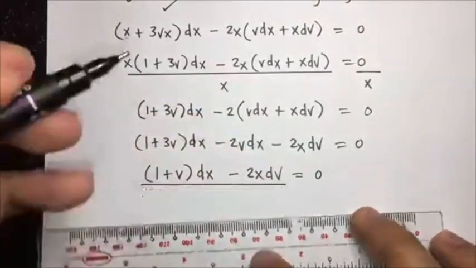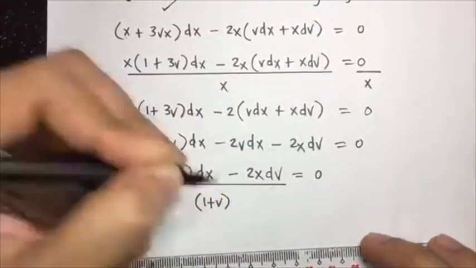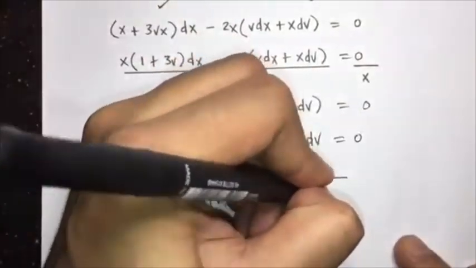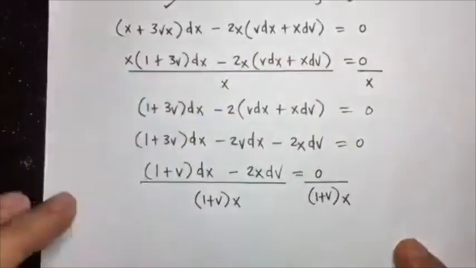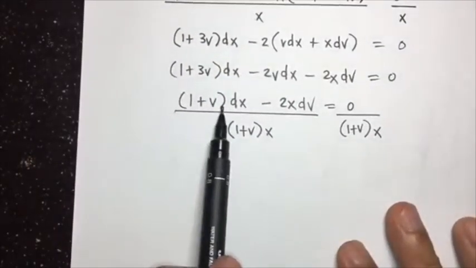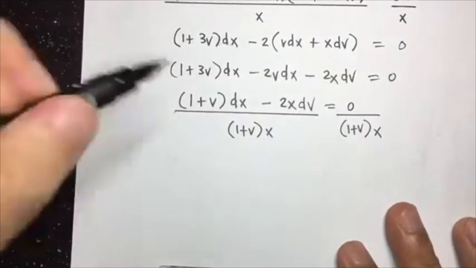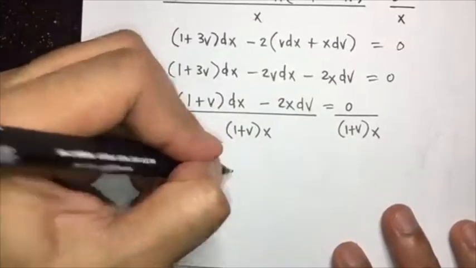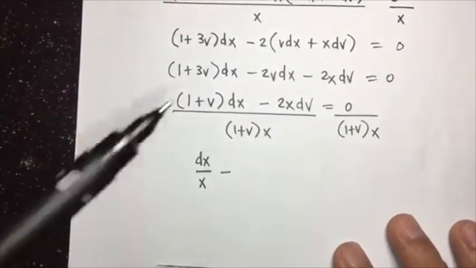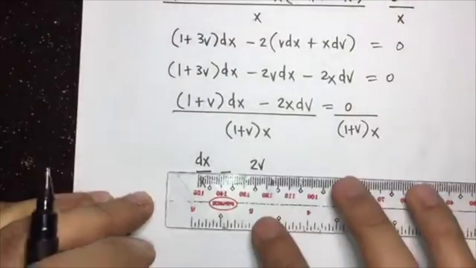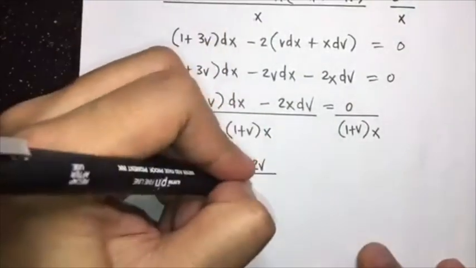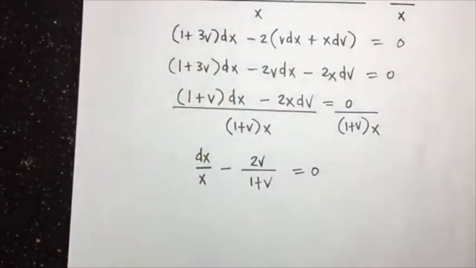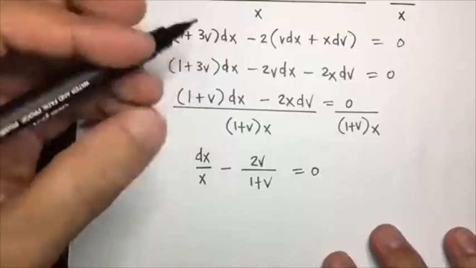So dividing both sides by 1 plus v multiplied by x, so also on the other side 1 plus v x, so this will become (1 plus v) dx over (1 plus v)x, so this will become dx over x minus, the x will cancel out, this will become 2v over 1 plus v is equal to 0. Okay, so now we can integrate each term.